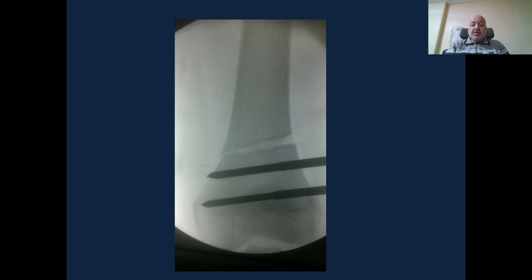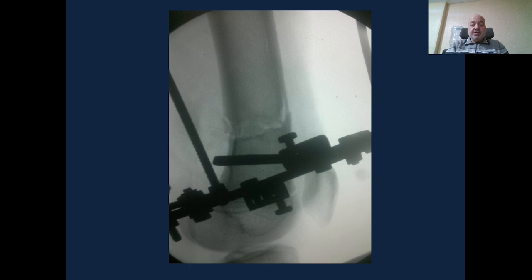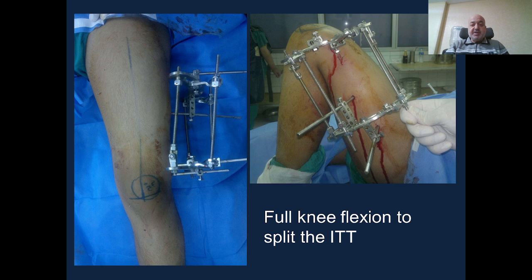Then we attach the distractors and start the instrumented, controlled deformity correction by circular distraction. Instrumented controlled acute deformity correction. And we check the lateral view after the correction to detect any unwanted displacement.